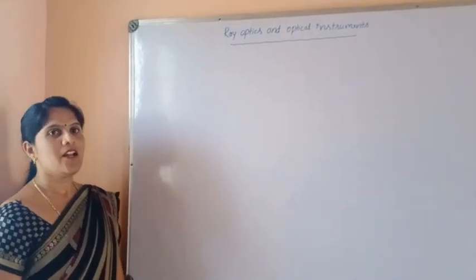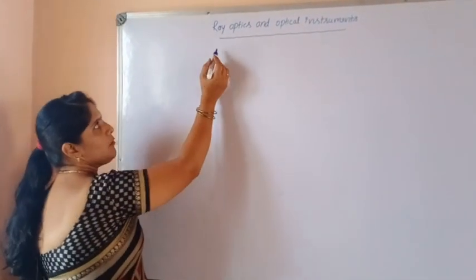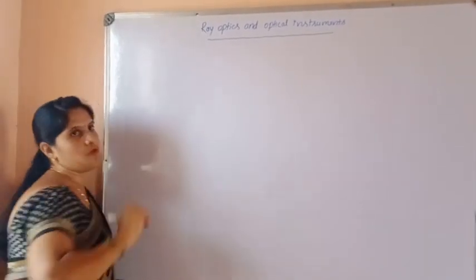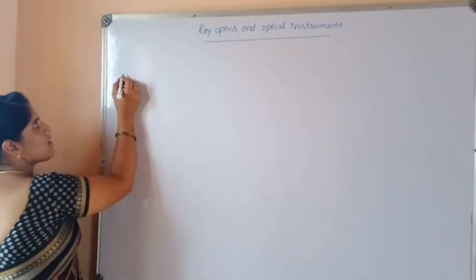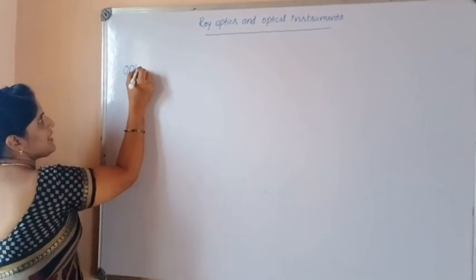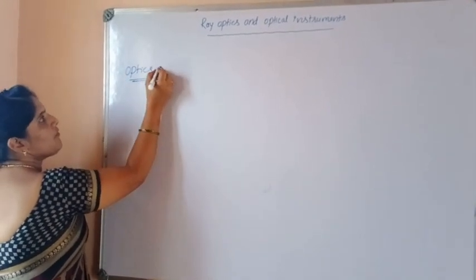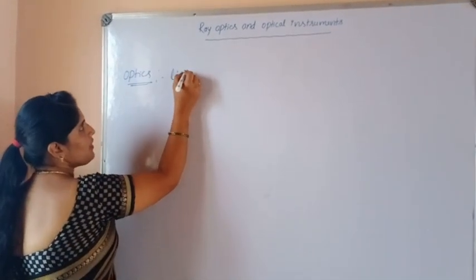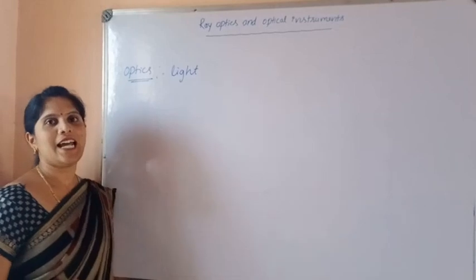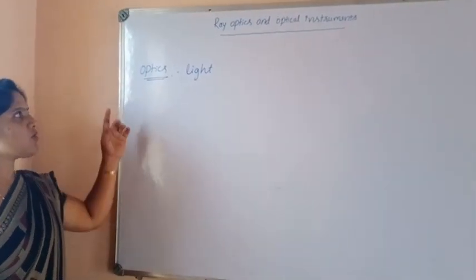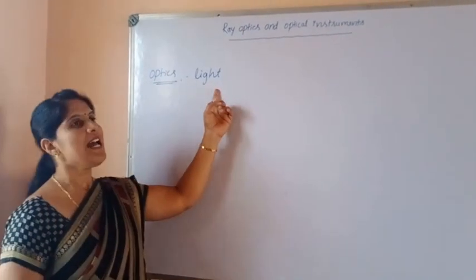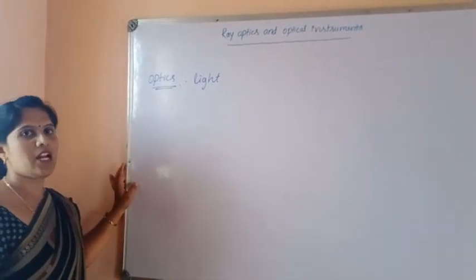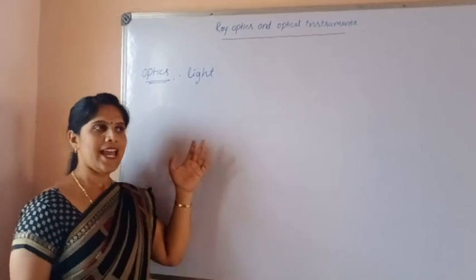Dear students, today we are going to study a new chapter, ray optics and optical instruments. Let me know about what optics is. Optics is the branch of physics which deals with light and certain phenomena related to light, like reflection, refraction, polarization, interference, etc.